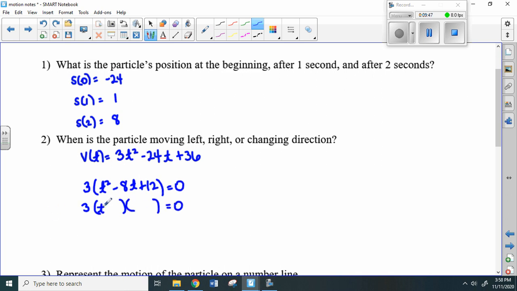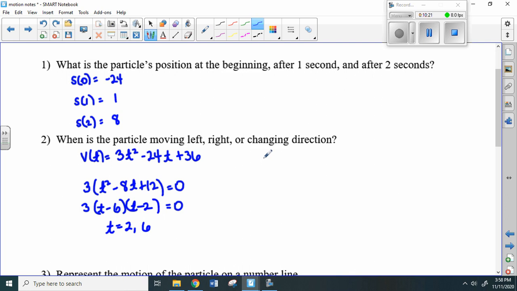And I get, let's see, did I do something wrong? What multiplies to be 12? Oh, yeah, because they're both negative. So -6, -2. Okay, so t equals 2 and 6. Now, all that means right now is that you know the particle is at rest at time 2 and 6. You don't know if it's changing direction unless the sign changes. So how do I do that?